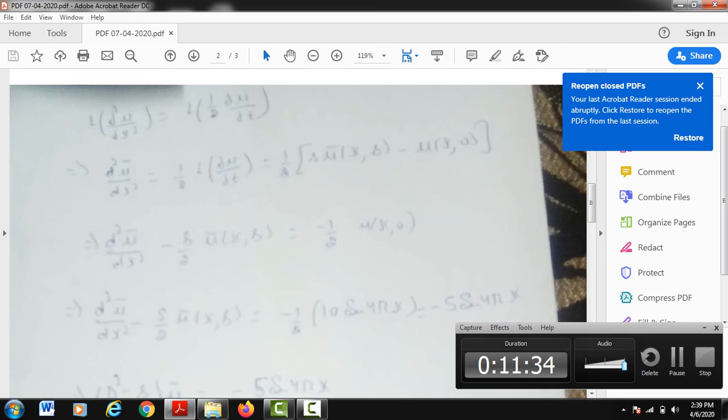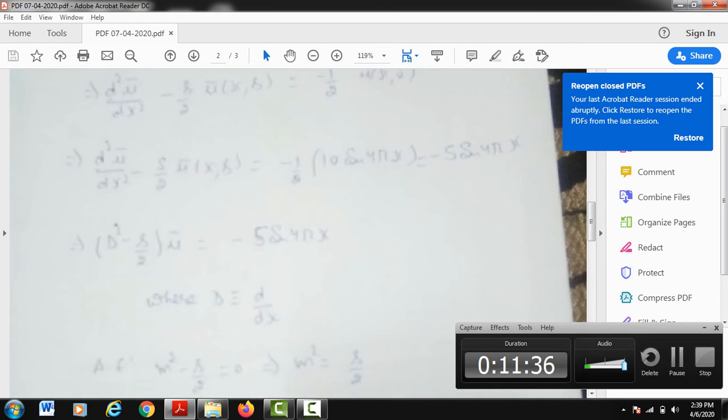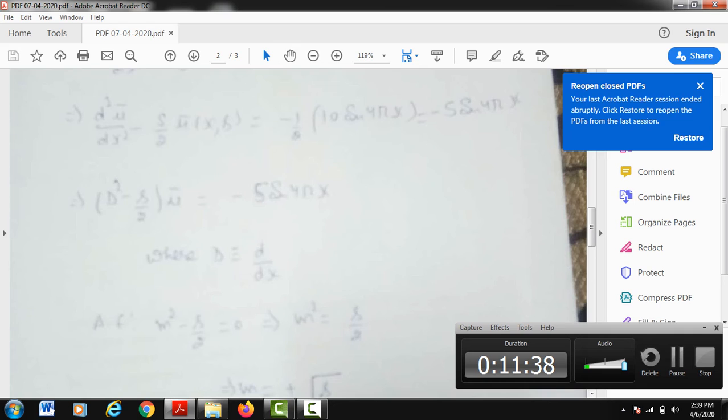So let us reduce this equation into the differential operator form, as I have discussed in so many numericals in my class. It will reduce to (D² minus s/2) ū equals minus 5 sin 4πx. Now what is D? I am using D here as the differential operator with respect to x. So this is a non-homogeneous equation, as the right hand side is non-zero, so I will evaluate both the complementary function as well as the particular integral.